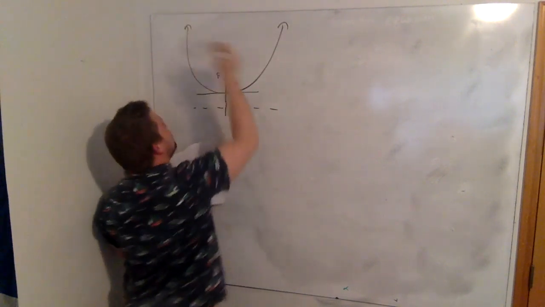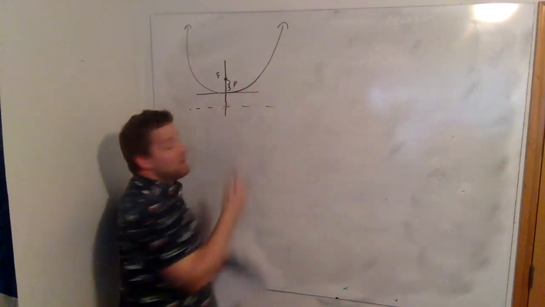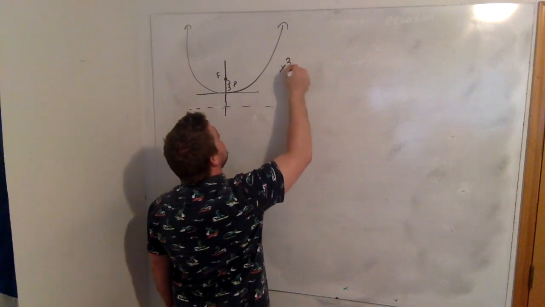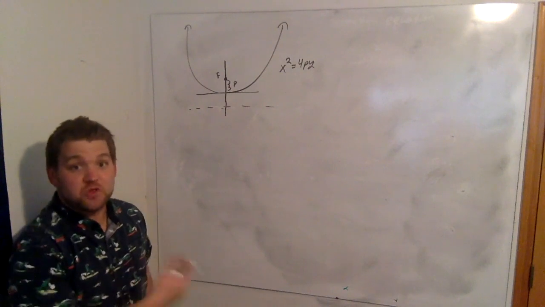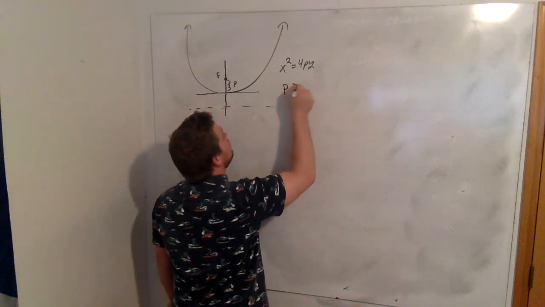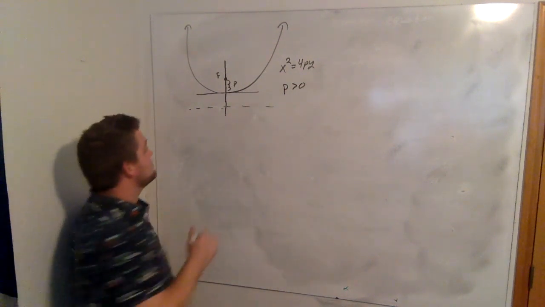We have that the equation of a parabola is going to be x squared is equal to 4py. Now for this specific picture here, this is when p is greater than 0. This is when the focus is above the directrix.